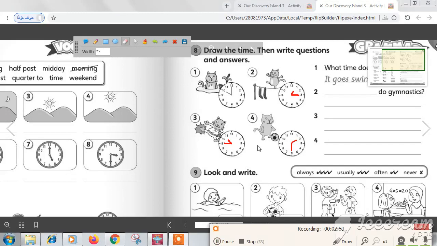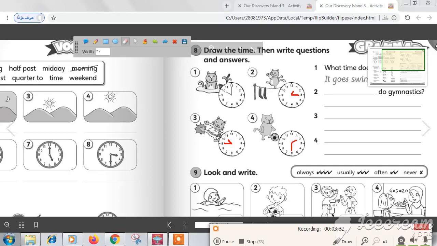Okay, here in the activity book, right? Unit 7, Lesson 4, page 71. Look at this exercise 8. What can you see here? I can see the cat doing different activities. Number 1, the cat is swimming here.